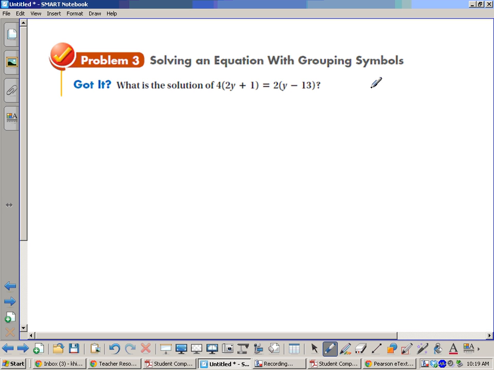Another type of problem that you're going to be asked to solve today is where you're solving for variables where you have to distribute first. So we're going to have to get rid of the grouping symbols in this case by distributing. So we distribute the 4 to get 8y, so 4 times 2y, plus 4 times 1. So we have to distribute that 4 to both. We're going to do the same thing over here. We're going to take that 2 and distribute it to both of these.